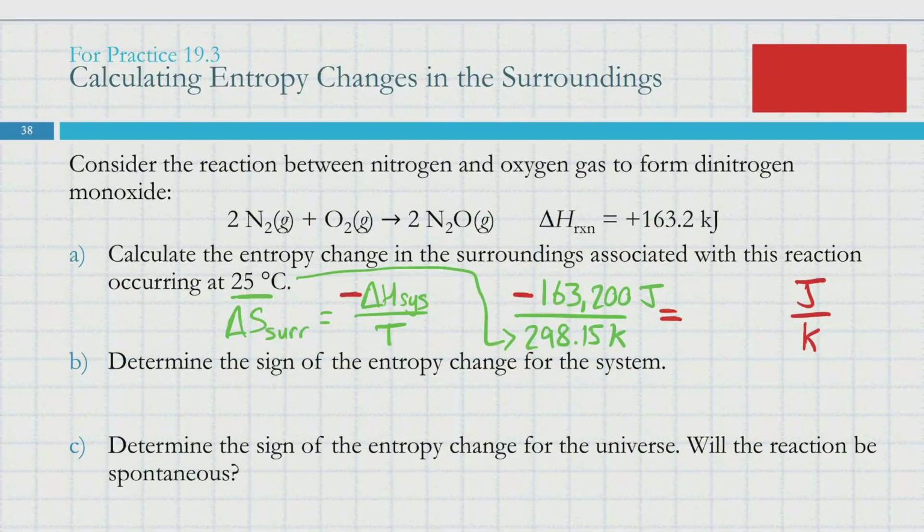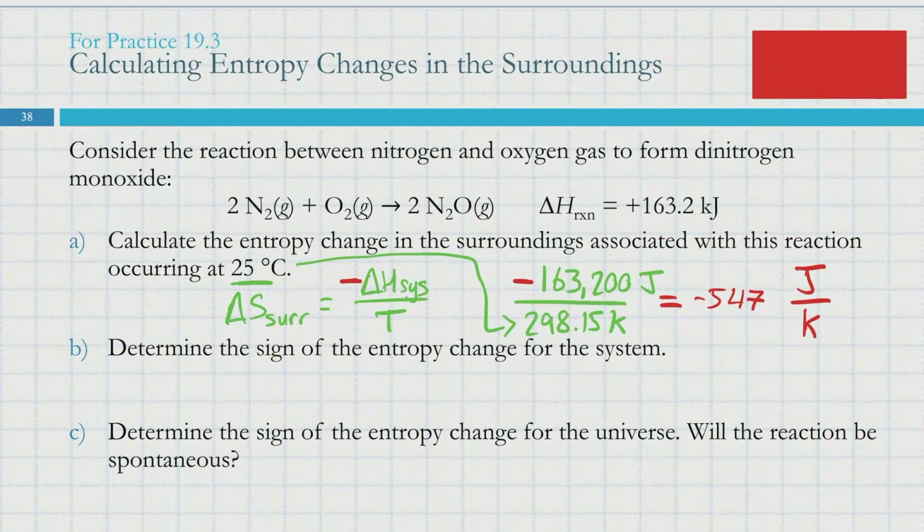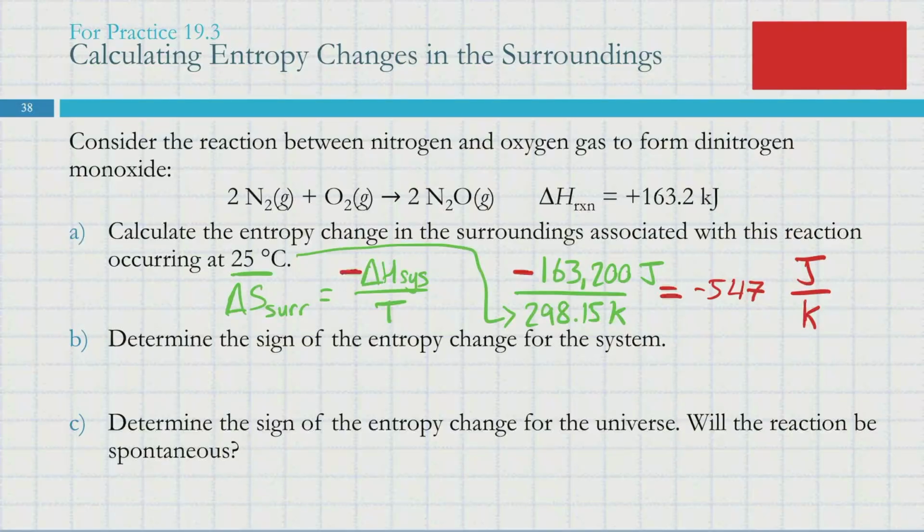The reason that we changed it to joules was so we get units of joules per Kelvin, since that is our unit for entropy. So the entropy change is minus 547 joules per Kelvin. We also want to determine the sign of the entropy change for the system. Any ideas on how entropy is changing for our system?